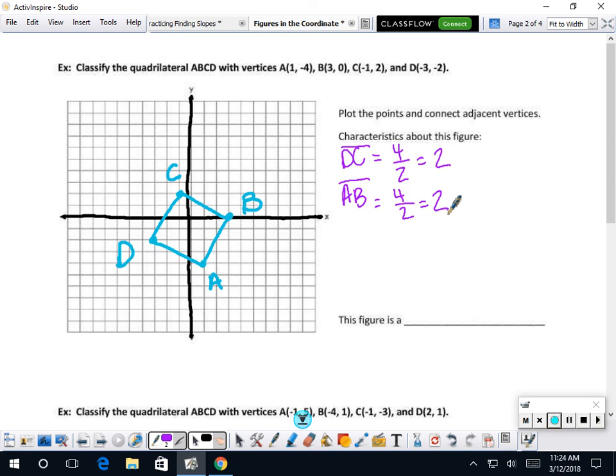Okay, let's look at the next line. So I'm going to go from D to A. For the slope of the line DA, I'm going to go down 1, 2, so negative 2. And then I'm going to run 1, 2, 3, 4. And the fraction negative 2 over 4 is going to reduce to negative 1/2.